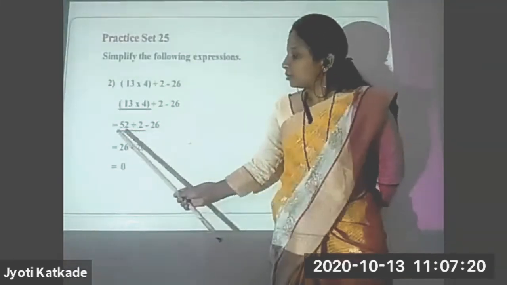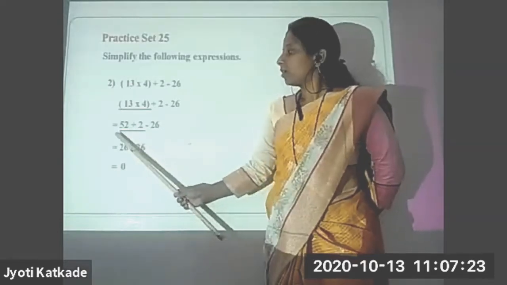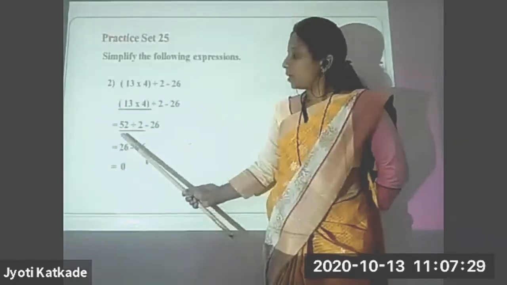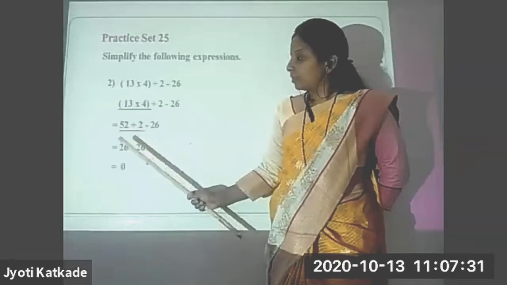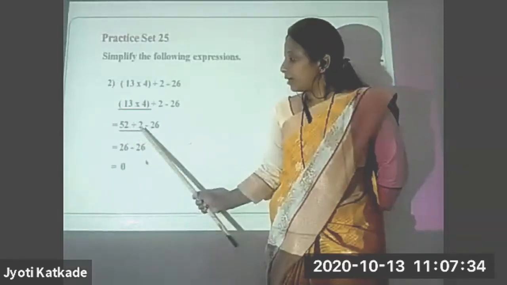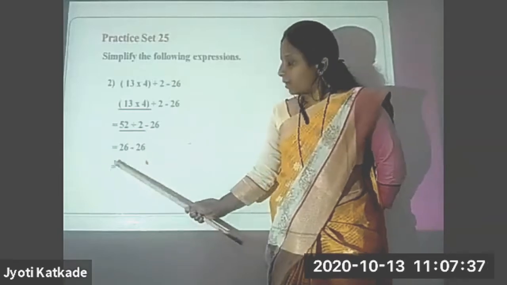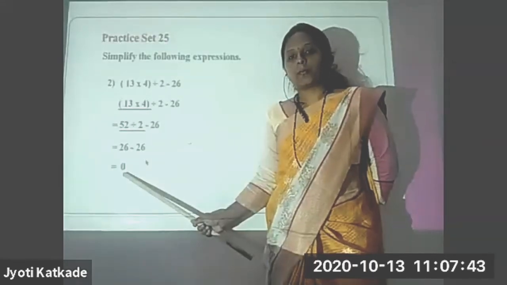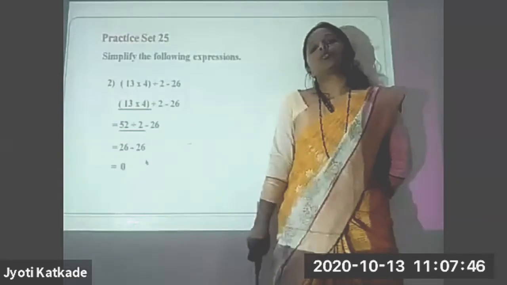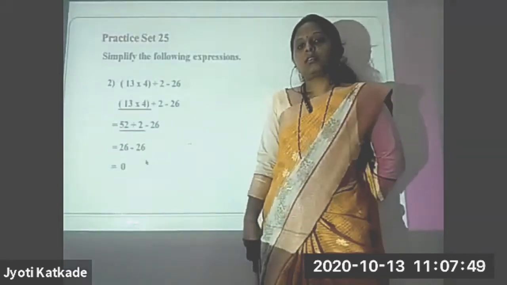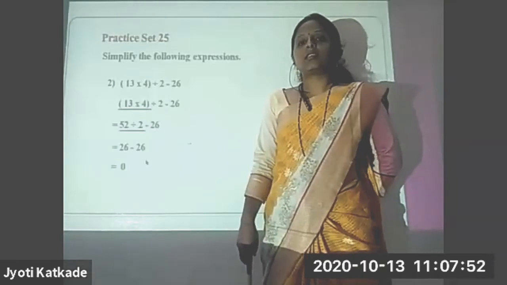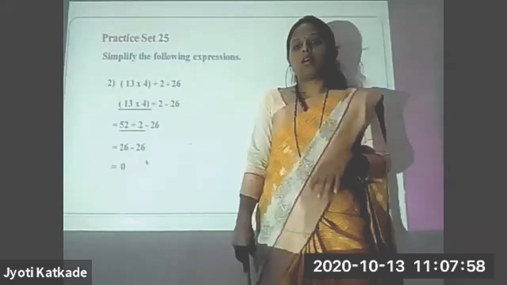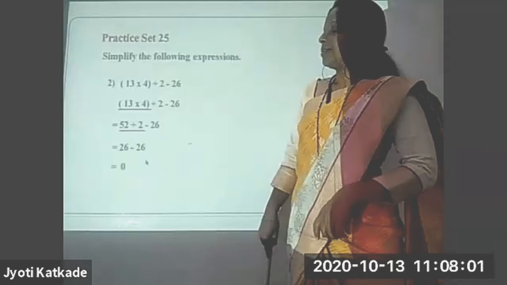Now, first we have to do this division. When we divide 52 by 2, then we get 26 minus 26 as it is. And when we subtract 26 from 26, the answer is 0. Okay? Do all of you understand how to solve this by using the BODMAS rule, or rules of simplifying expressions? If you have any doubt, please ask me when I explain the example. Okay. See the next, third example.